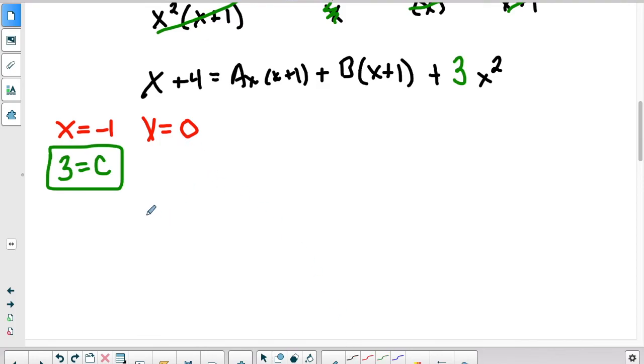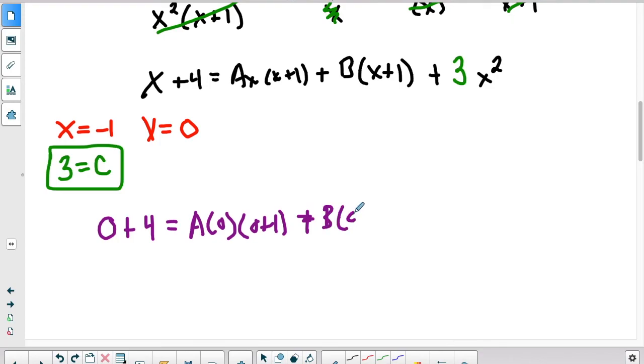Now we can do 0. Plug in 0, so we'd have 0 plus 4 is equal to a times 0 plus 1, plus b times 0 plus 1, plus 3 times 0 squared. Well, a is going to cancel out because of the multiplication by 0, and this one here is going to cancel out because of our multiplication by 0.